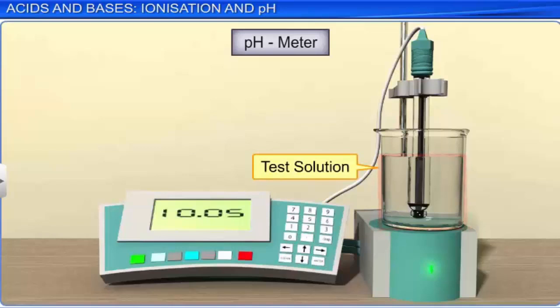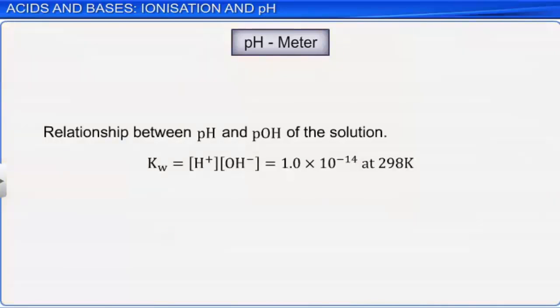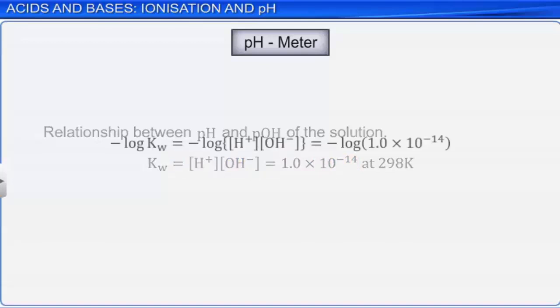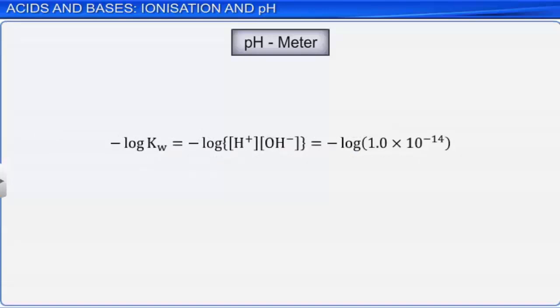As we saw earlier, the ionic product of water at 298 Kelvin is equal to the product of the concentration of H+ and OH- ions, which is equal to 1 multiplied by 10 to the power of -14. On taking negative logarithm on both sides of the equation, we get negative log of Kw is equal to negative log of H+ and OH- ion concentrations, which is equal to negative log of 1 multiplied by 10 to the power of -14.